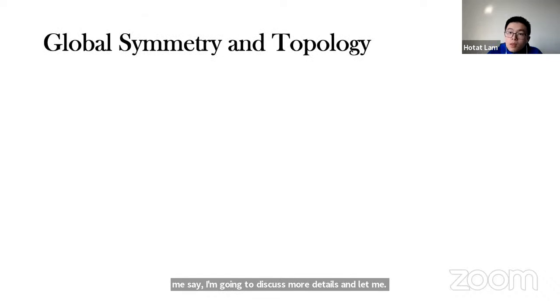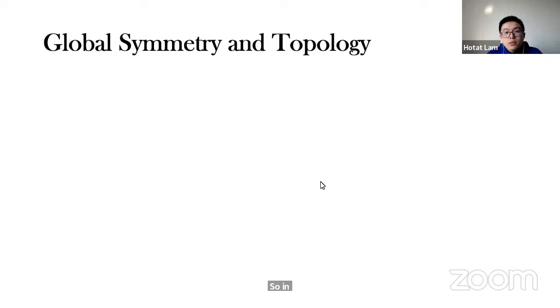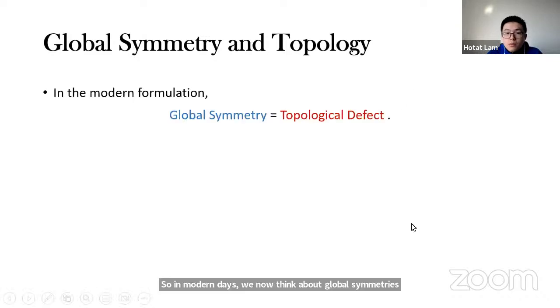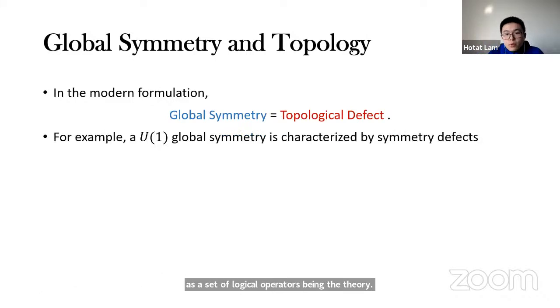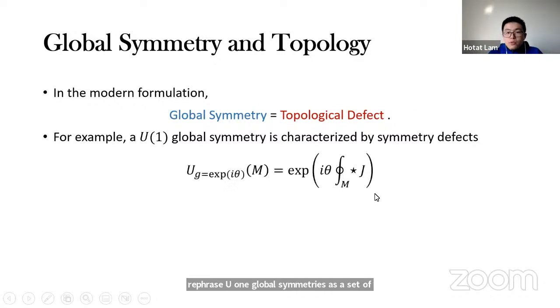Okay, so now let me discuss more details, and let me start with some general words about global symmetries. In modern days, we think about global symmetries as a set of topological operators in the theory, so there are topological defects. For example, we can rephrase U(1) global symmetries as a set of topological defects, also called symmetry defects. The idea is very simple. We take the Noether current of the U(1) global symmetry, then integrate it over some codimension-1 manifold. This will define some defect.